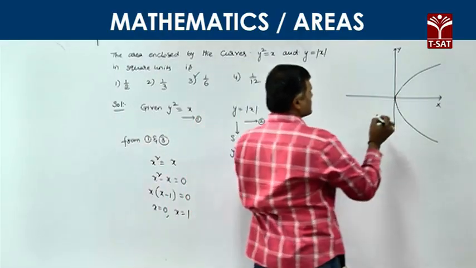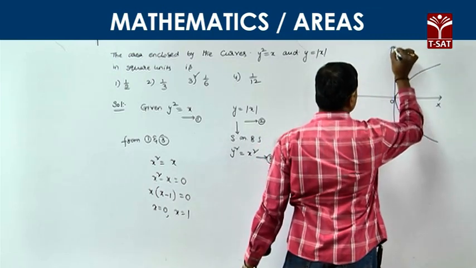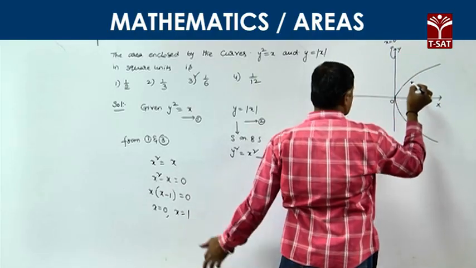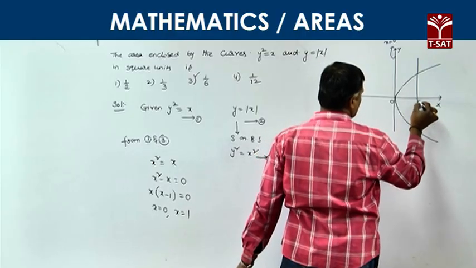Next, y equal to mod x. Here the limits are x is equal to 0, which means the y axis, and x is equal to 1, which is another ordinate.